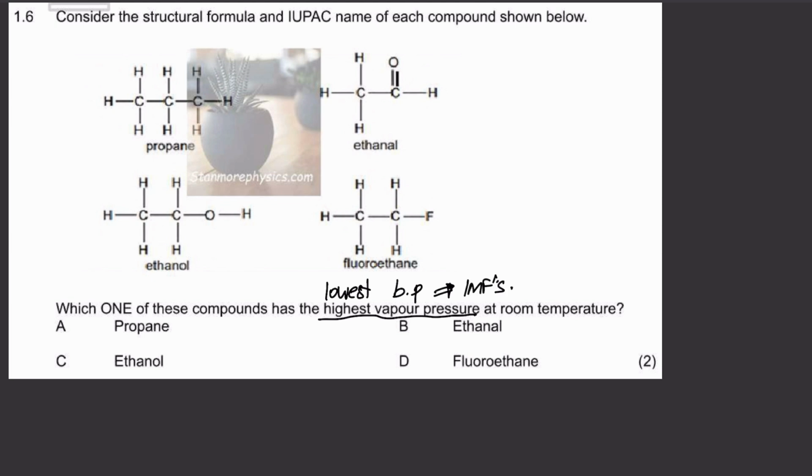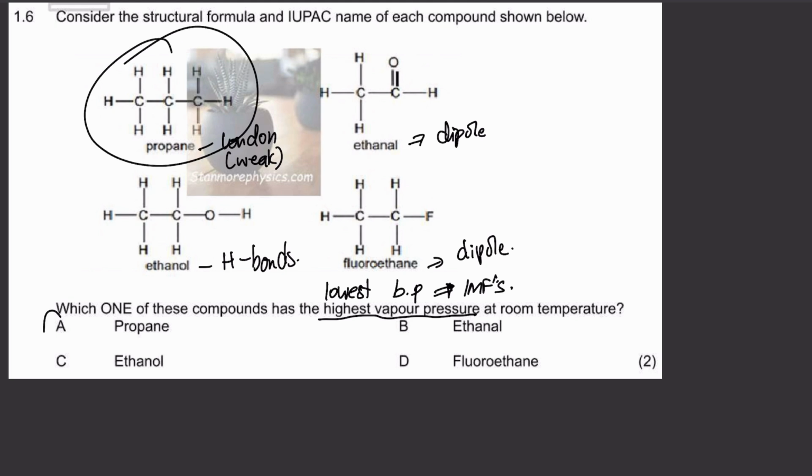So propane is an alkane, and alkanes have London IMFs, which are very weak. Ethanal is an aldehyde. They have dipole, which are stronger than London. Ethanol is an alcohol, which has H bonds, hydrogen bonds. And fluoroethane has dipole-dipole. So the lowest boiling point, we need to look for the one that has the weakest intermolecular force. That's going to be propane. So the answer is A.